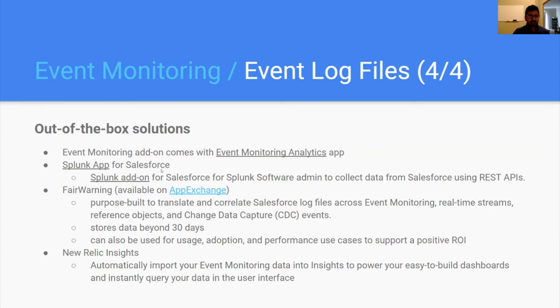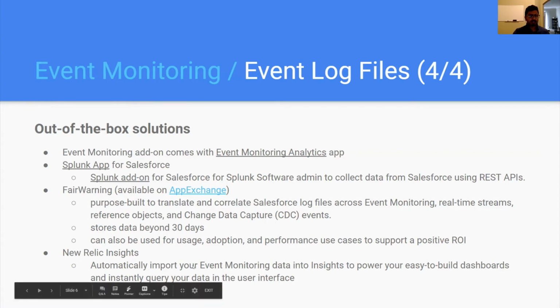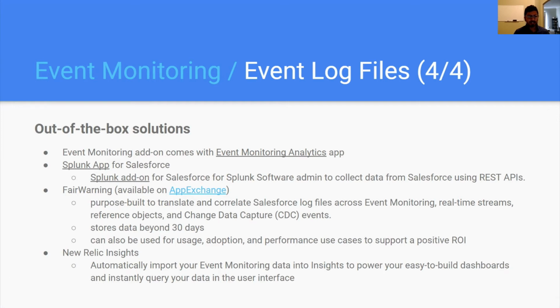Then if you have Splunk, Splunk has Splunk app for Salesforce and also Splunk add-ons. Fair Warning is built, I think, from the ground up on Salesforce. It's available on AppExchange. And you can also leverage New Relic Insights for monitoring these event files. Some of them also extend the functionality. For example, in Fair Warning, you can store data beyond 30 days, which is not something that comes directly with Salesforce's event log system.